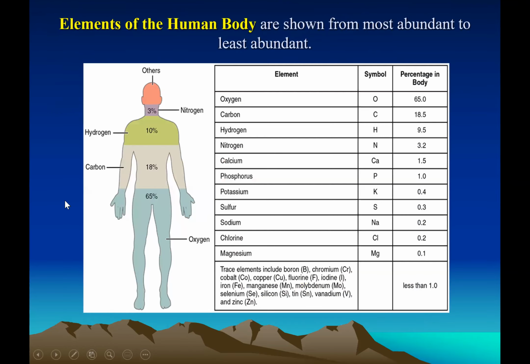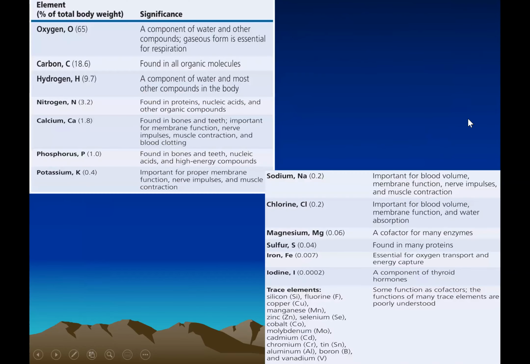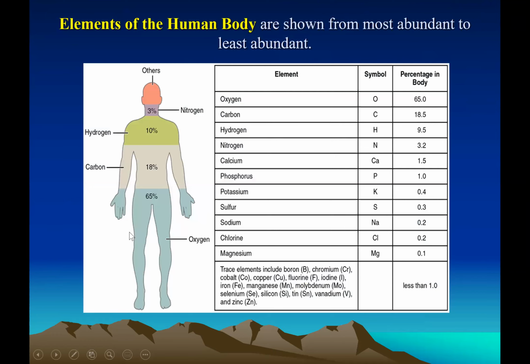So, among all these elements, the elements that are most predominantly found in the human body are oxygen, 65%, carbon, 18%, hydrogen, 10%, and nitrogen, 3%. So, CHON are the top elements that are found in the body, followed by calcium, phosphorus, potassium, sulfur, sodium, chlorine, and magnesium. And there's a whole bunch of elements that we need in very small quantities. They are called trace elements like boron, chromium, iron. So, all these elements are vital for life.